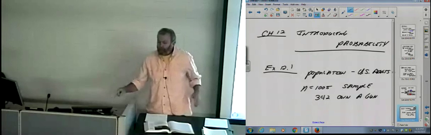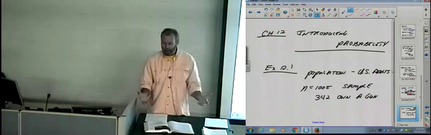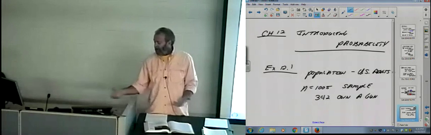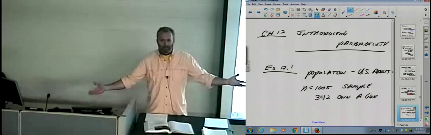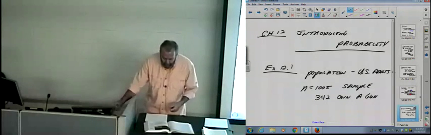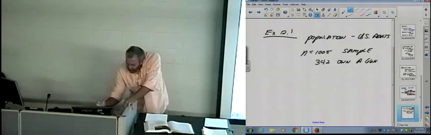Okay, so now you understand that part right there is about the sample, right? They asked 1,005 people, do you own a gun? 342 said yes, I own a gun. We get a sample proportion.